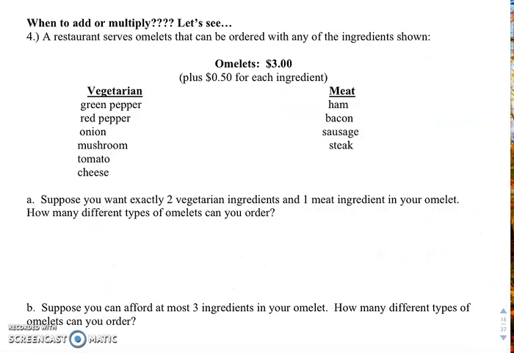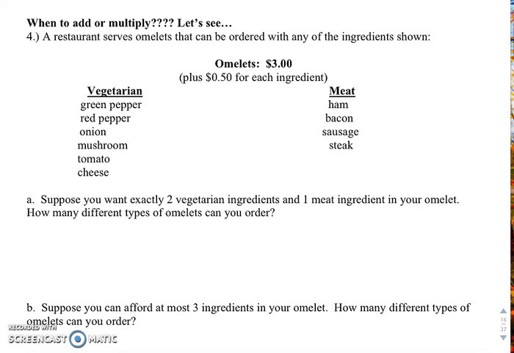So if you flip over, we have some more examples, and it's talking about a restaurant. Now it says at the top, when do we add or when do we multiply? Because if you notice in the last example, I multiplied, but sometimes we do add. So let's just look at our examples and see if when we're done, it makes sense when we add and when we multiply. So it says your omelets are $3, but you have to pay 50 cents for each ingredient. It gives you guys vegetable ingredients and meat ingredients. So letter A, suppose you want exactly 2 vegetarian ingredients and only 1 meat ingredient in your omelet. How many different types of omelets can you order?